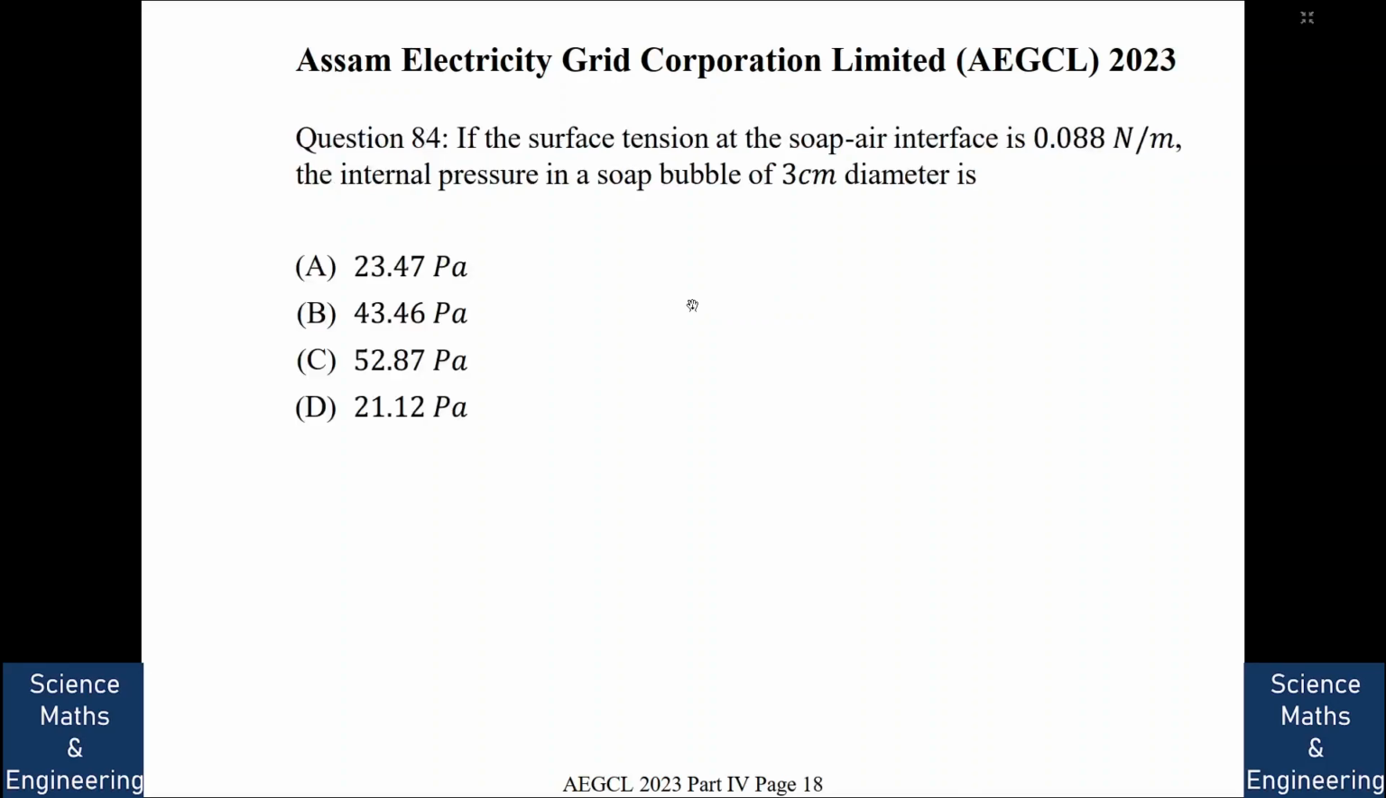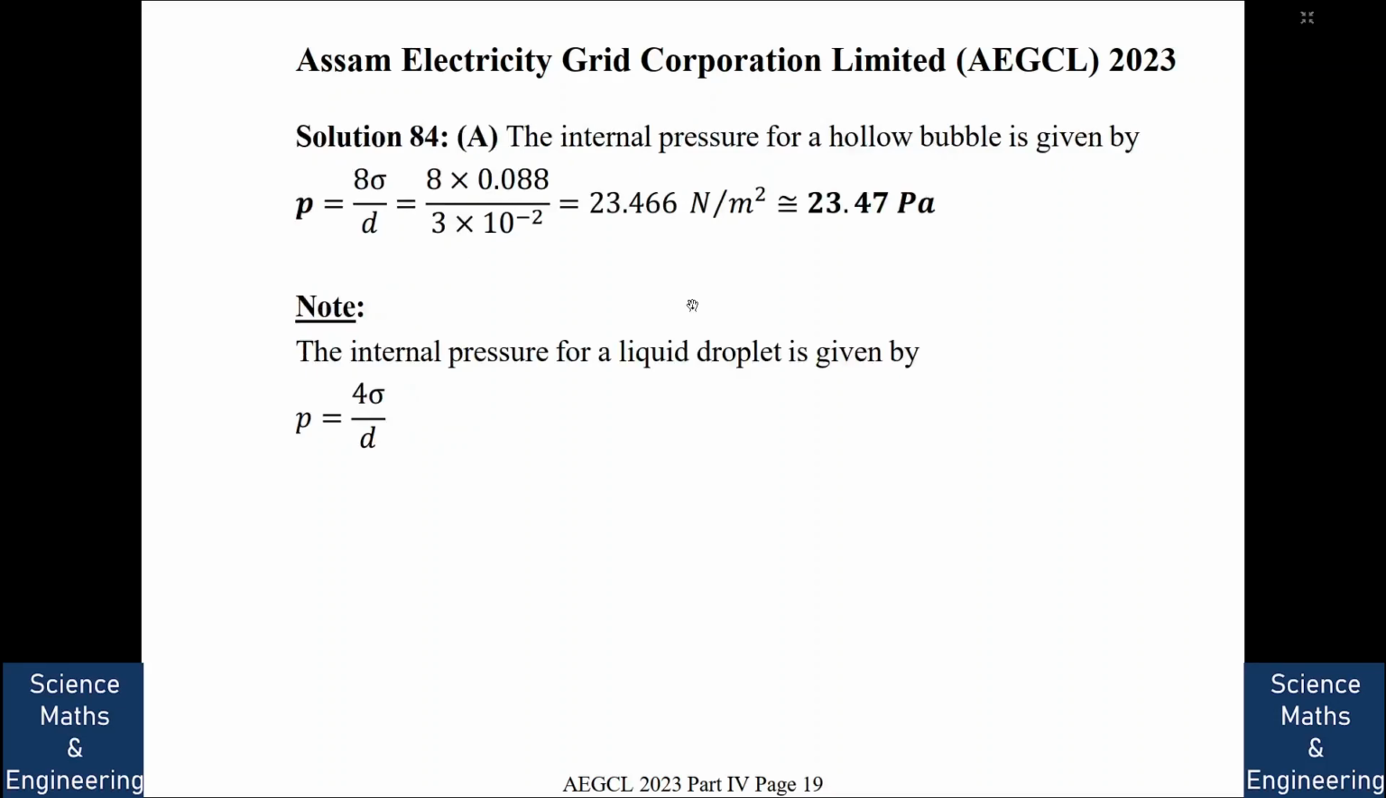Okay. So next question. If the surface tension at the soap air interface is 0.088 Newton per meter, the internal pressure in a soap bubble of 3 centimeter diameter is, the answer is, see, internal pressure of a hollow bubble is given by P is equal to 8 sigma by D.